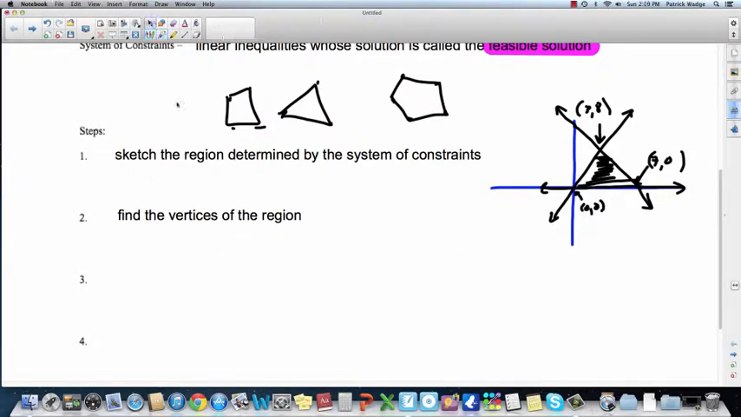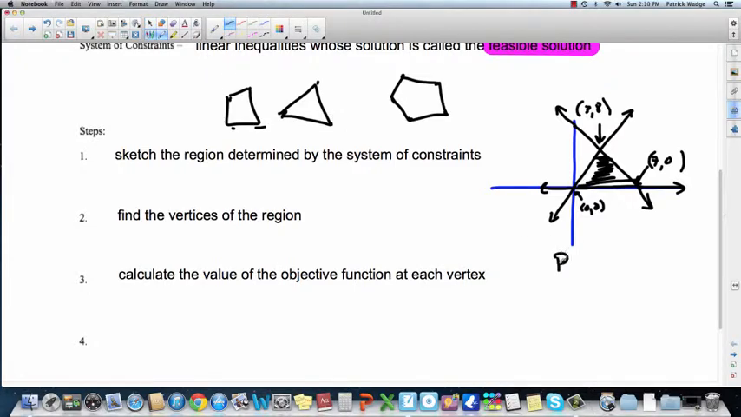Step 3 would be calculate the value of the objective function at each vertex. So if our objective function is something like profit equals, I can't remember what I said before, was it like 2x plus 3y? I think that's what it was with my pens and pencils. Then for each of these 3 points, I'd get a value for the profit. So if I plug in 0, 0, that'd mean making no pens and no pencils. In other words, my profit would be 0. Well, that's probably going to be the minimum. We can't do much worse than that.